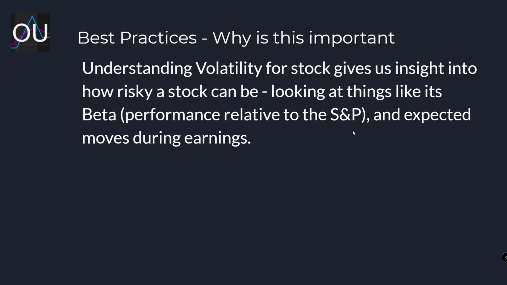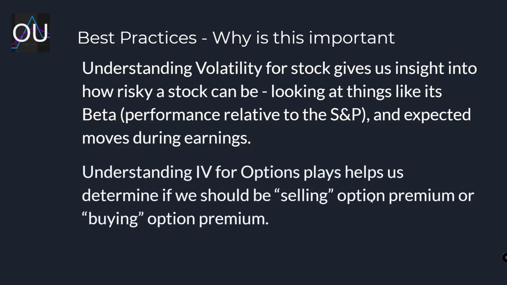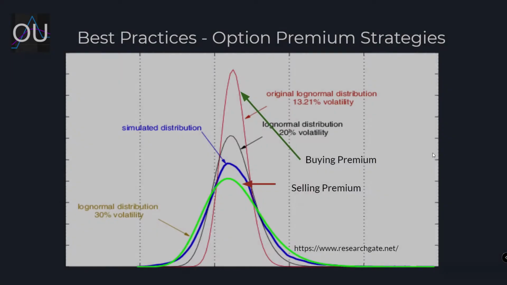But why is this important? Understanding volatility for a stock gives us insight into how risky a stock can be, looking at things like its beta, performance relative to the S&P, and expected moves during earnings. Understanding IV for option plays helps us determine if we should be selling option premium or buying option premium.